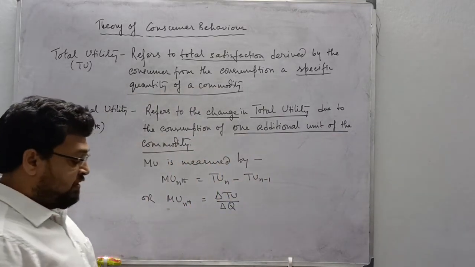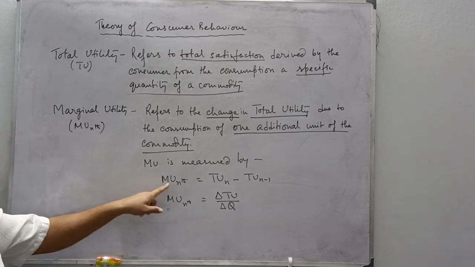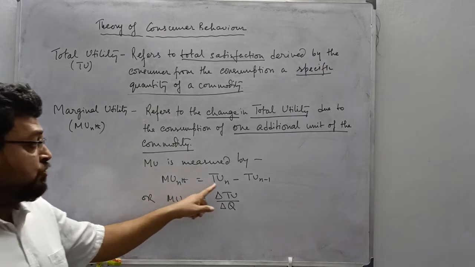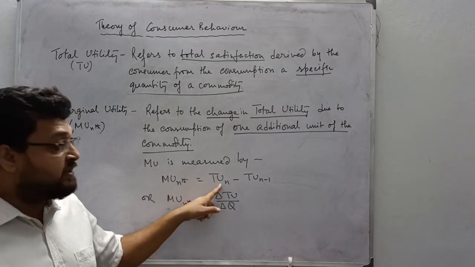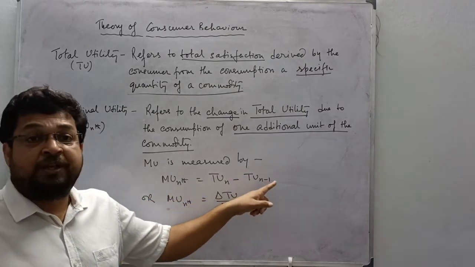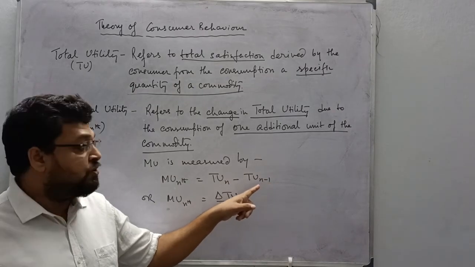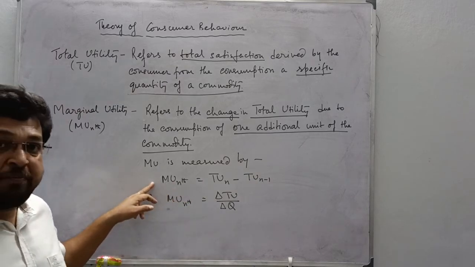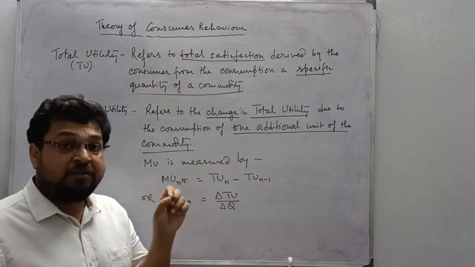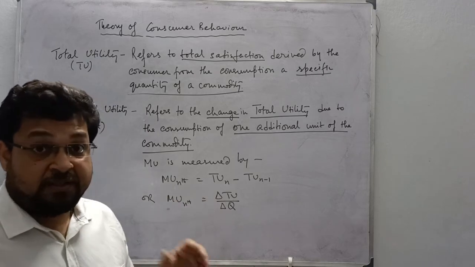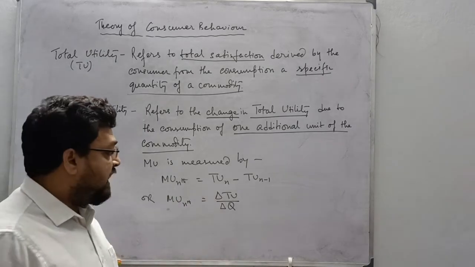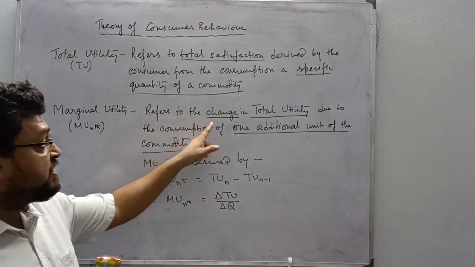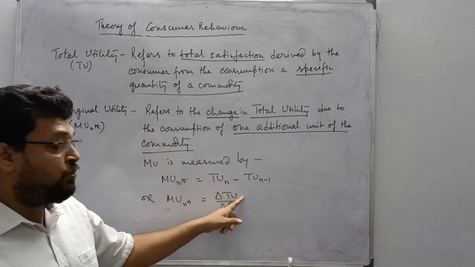And how do we measure it? We measure it as MU for the nth unit. For the third unit, it is equal to the total utility from all the 3 units, that is n units, minus the total utility from 2 units, so total utility from n minus 1 units. This is the way we can calculate marginal utility for the nth unit consumed, the third, the fourth, the fifth. Otherwise, we can measure it in terms of the change, if we stick to the definition, the change in total utility.